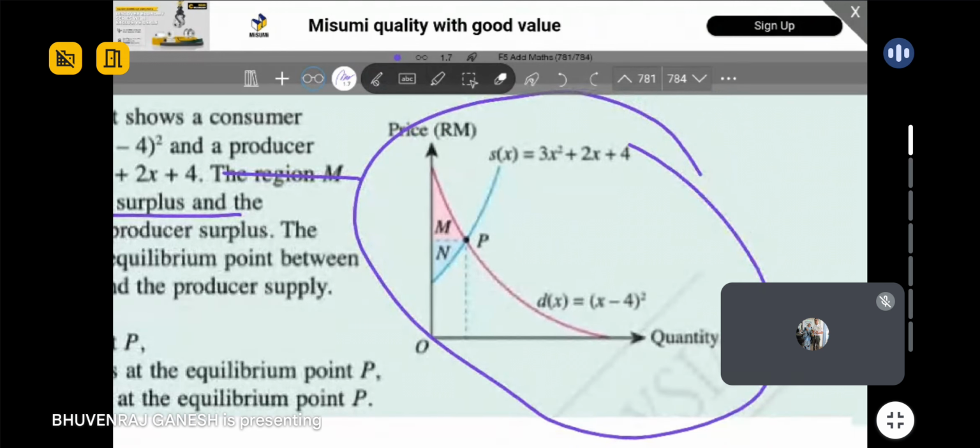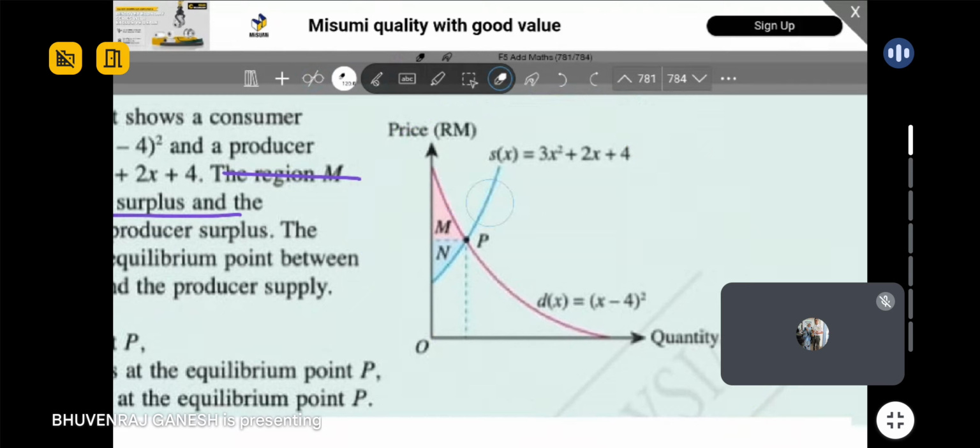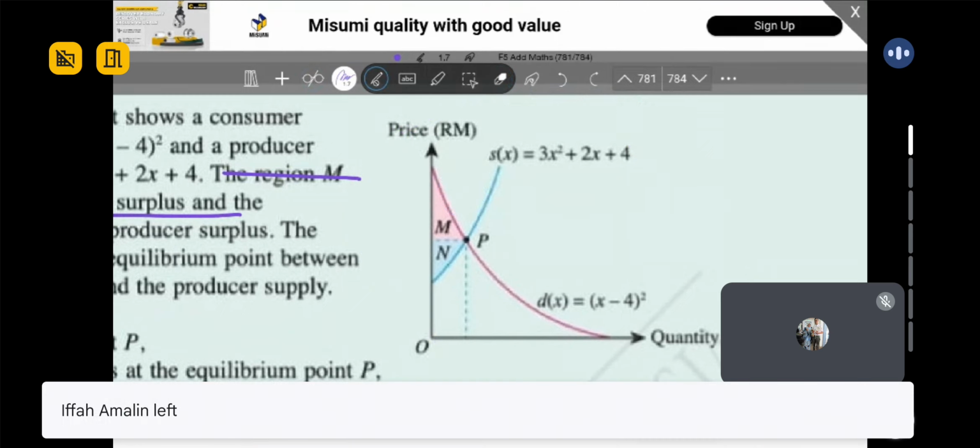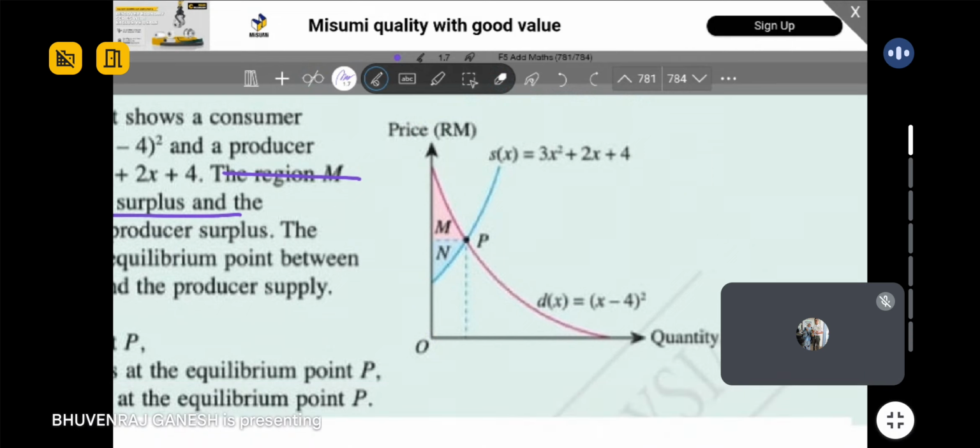No, I don't teach bio. Bio is not my favorite subject. So that's why I never teach. Bio bukan subjek kegemaran saya.